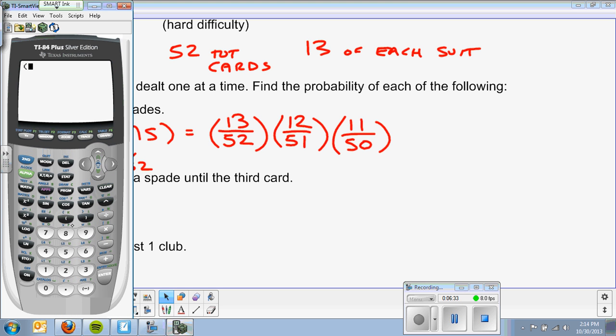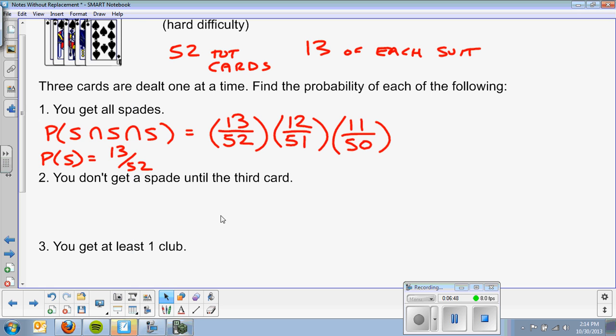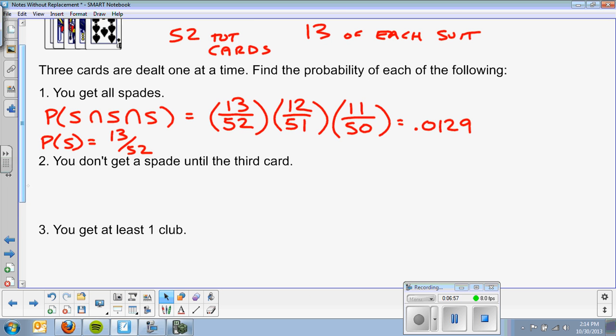So 13 out of 52 times 12 out of 51 times 11 out of 50. And I end up with 0.0129.